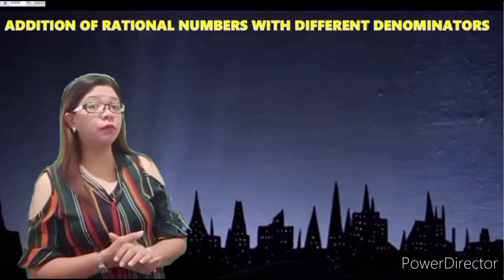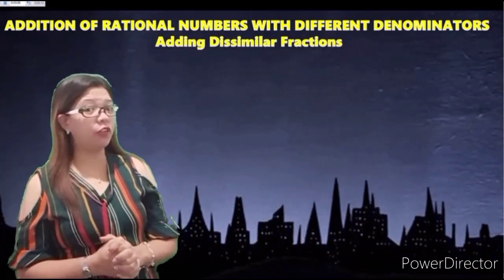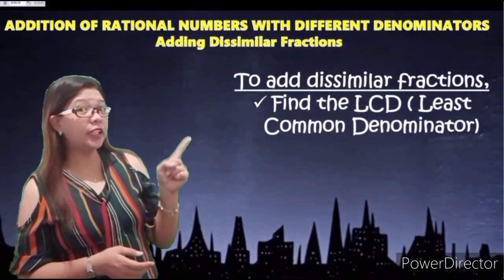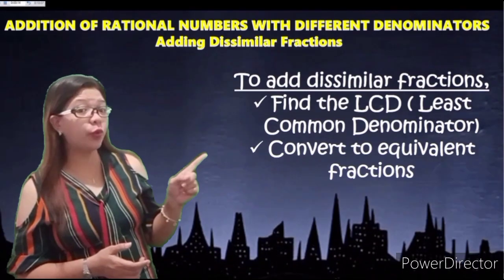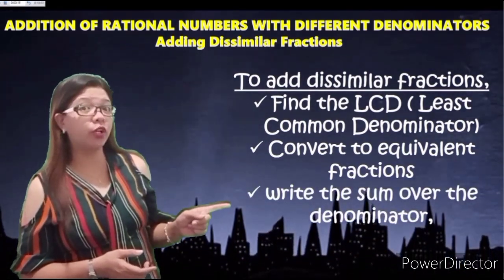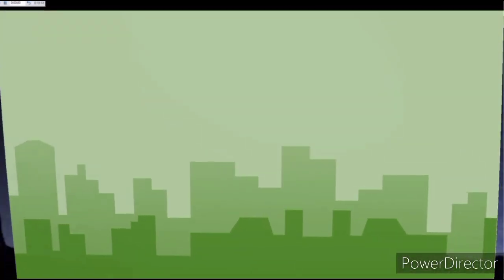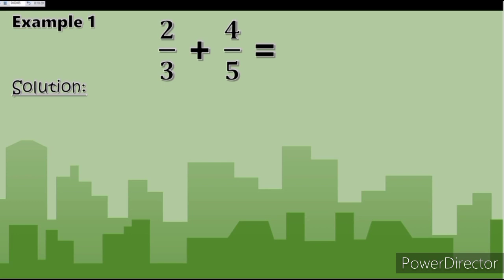Addition of rational numbers with different denominators or adding dissimilar fractions. To add dissimilar fractions, find the LCD or the least common denominator. Convert to equivalent fractions. Write the sum over the denominator and always get its lowest term. Let's have this example number 1. 2 over 3 plus 4 over 5. Using this solution, what is our answer?